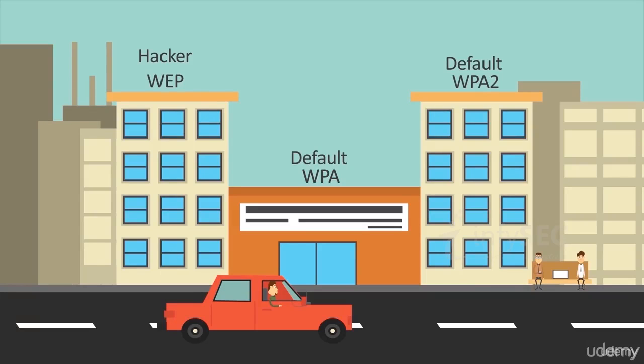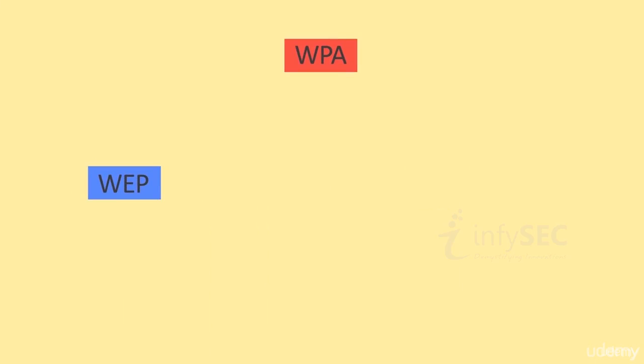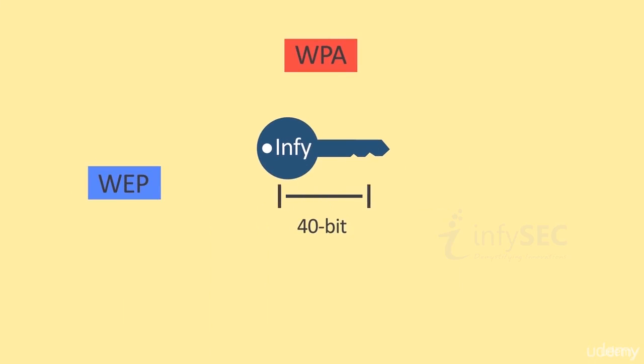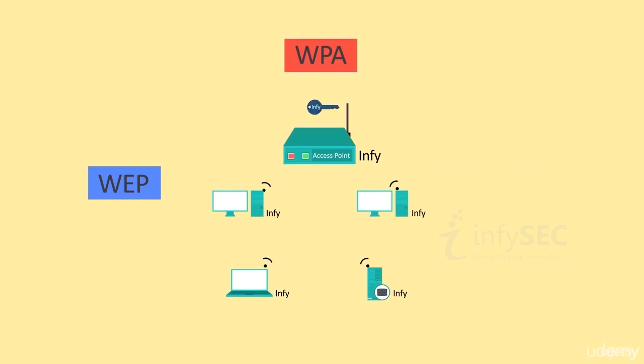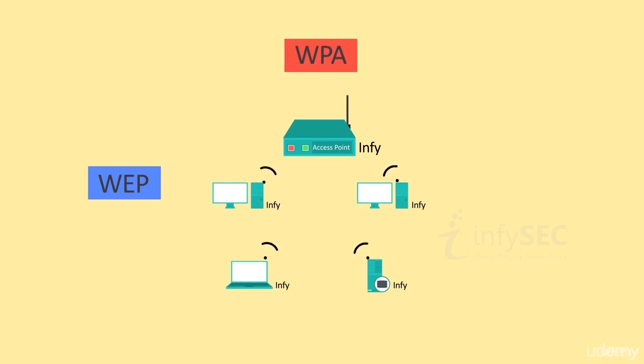The next encryption mechanism incorporated by this hotspot is WPA. What is WPA and how is it different from WEP? WEP uses a 40-bit or 104-bit encryption key, which does not change and needs to be manually entered at the access points and clients. To overcome this weakness, WPA came into existence.